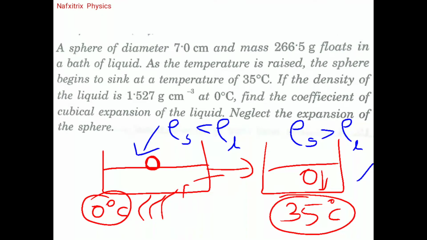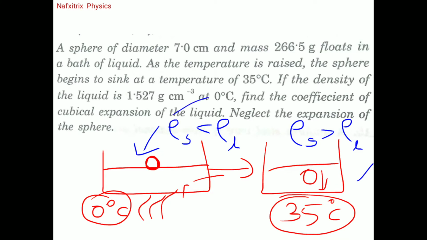So here we need to observe whether the sphere's density is increasing or not. This is only possible if the sphere's density has to be increased or else the liquid's density has to be decreased. So these are the two possible cases. Here they have said to neglect the expansion of the sphere. If we are heating this liquid, the heat also passes to the sphere, because of which it also might expand and its density might change. But here we are supposed to neglect the expansion of the sphere.